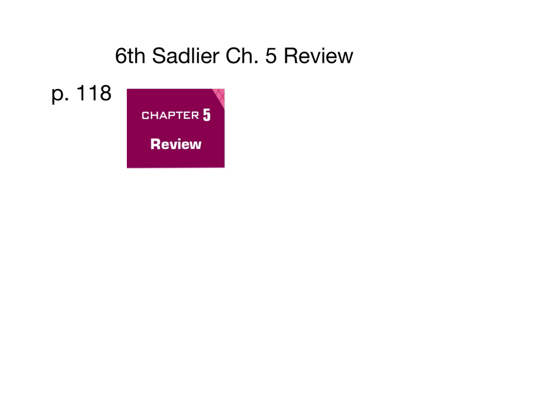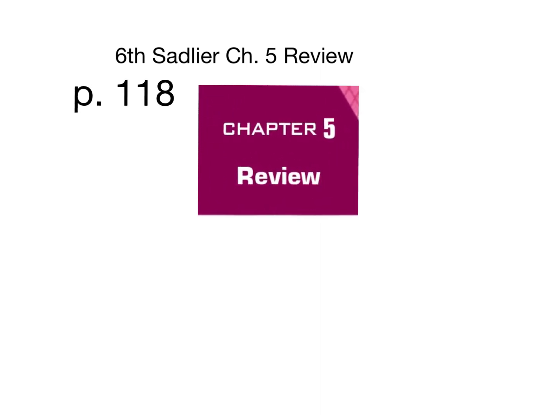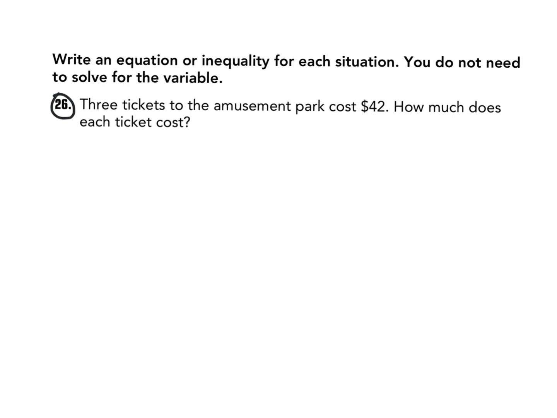We're going to look at a few problems on page 118, the chapter 5 review. Some of these questions don't really match with what we're doing right now because we haven't done all of the sections in chapter 5 yet. I'm going to start with 26, another question where we have to write an equation. Notice the directions. It says you do not need to solve for the variable. Now, even if those were the directions on the test, if I had time after I finished the test, I would actually go back and work the problem out just to make sure my answer is reasonable, make sure it makes sense.